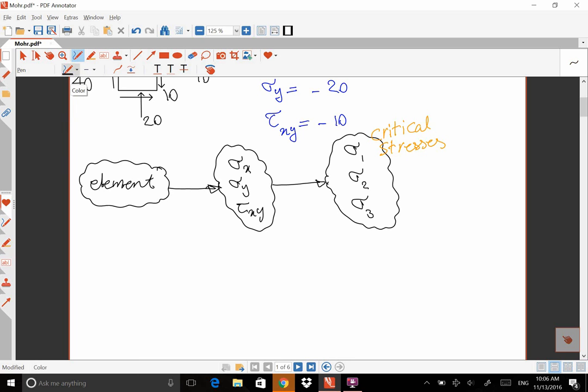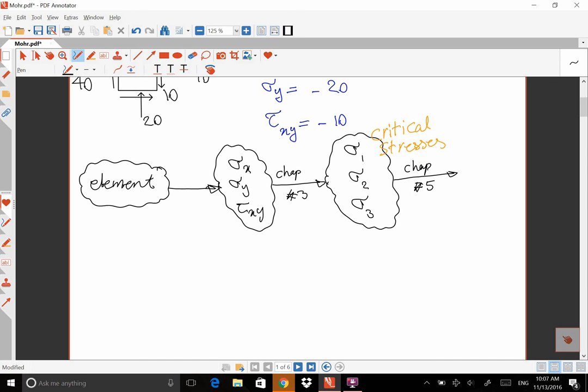Now I want to tell you how to find critical stresses from the general stresses. But before I do that, I'm going to tell you what happens once we have the critical stresses. Once we get the critical stresses, we can go to chapter 5. The first part is from your knowledge of solids or mechanics of materials, and this is chapter 3. And from here, we go to chapter 5.